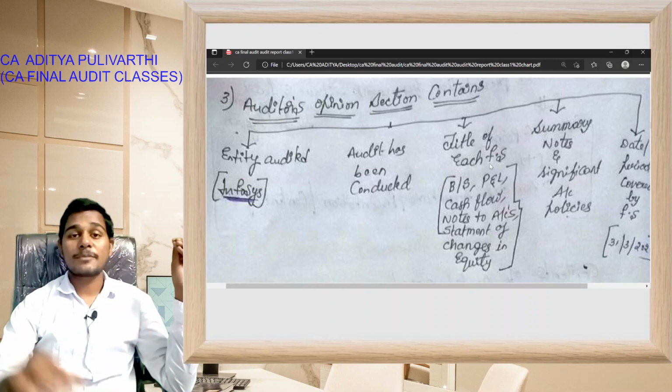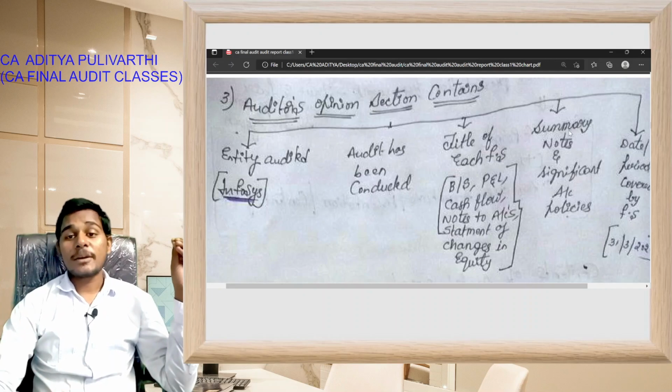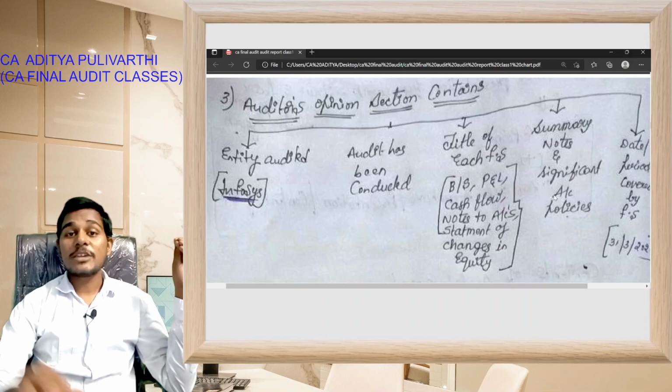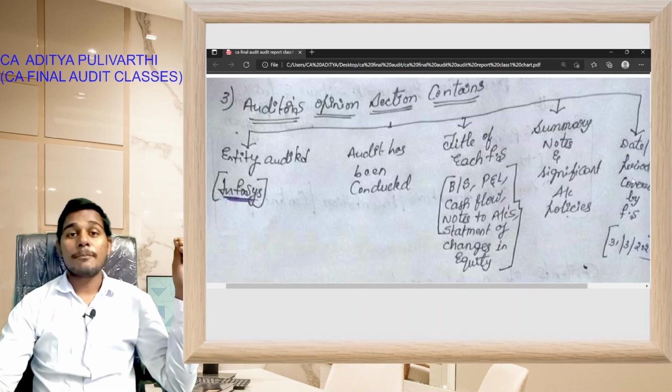Title of each financial statement means balance sheet, profit and loss account, cash flow statements, notes to accounts, statement of changes in equity. Next, summary of notes and significant accounting policies. That is, summary of notes means in the financial statements we are writing notes, then the summary and significant accounting policies which are applicable to the particular financial statement, we should also discuss in the auditor's opinion section. Next, date and period covered by the financial statements. See, balance sheet as at 31st March 2022. We should state like that.